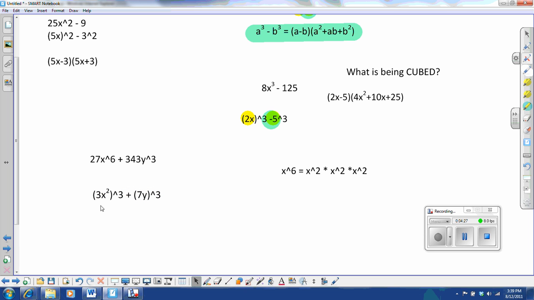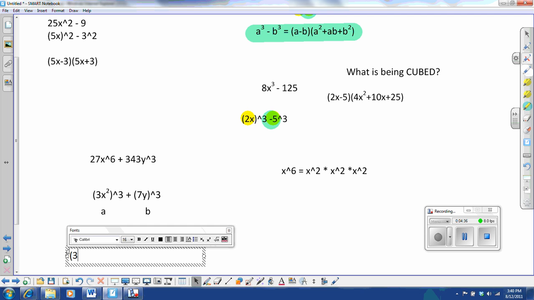And now the 3x squared is the A, and the 7y is the B, and I'm just going to plug it into my formula. So I have A, which is 3x squared, plus B, 7y, times the quantity 3x squared squared is 9x to the 4th, minus 3x squared times 7y, 21x squared times y, plus 7y quantity squared, 49y squared.